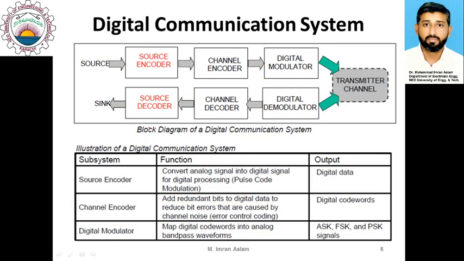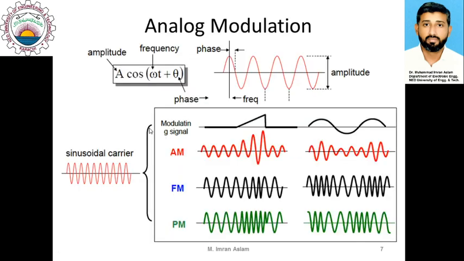Let us start discussion on different types of modulation schemes that we use for analog and digital communication systems. So we begin our discussion with analog modulation. As I mentioned, we use a sinusoidal carrier for modulation purposes.